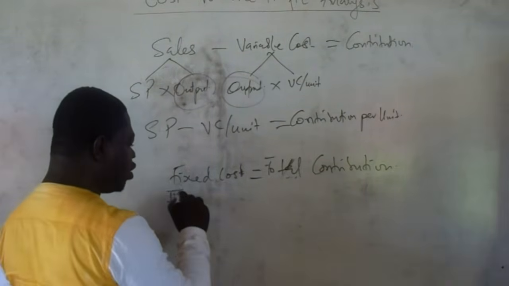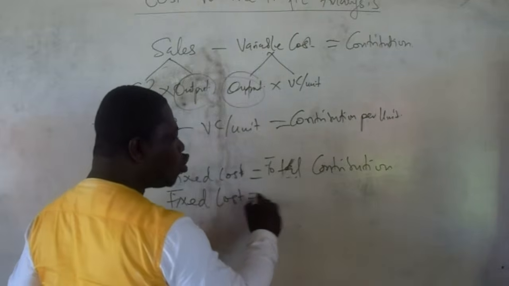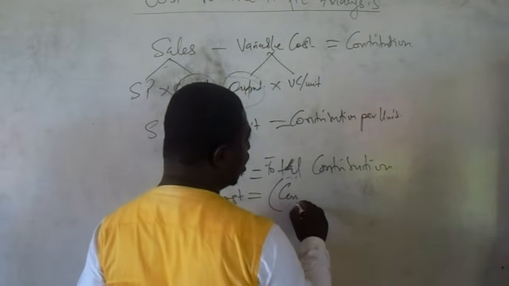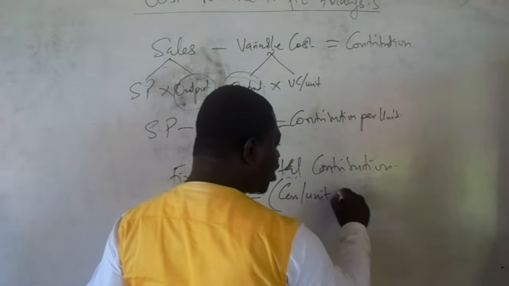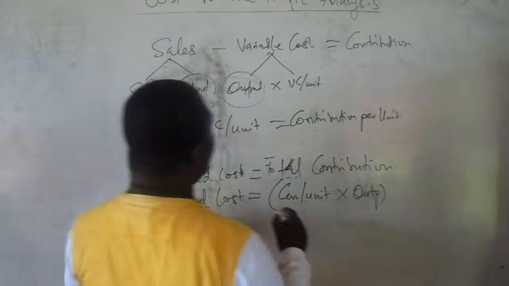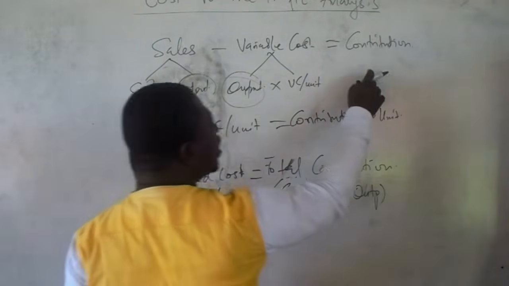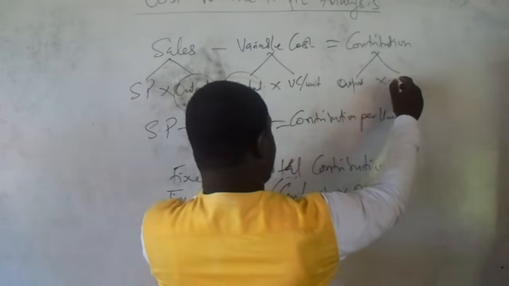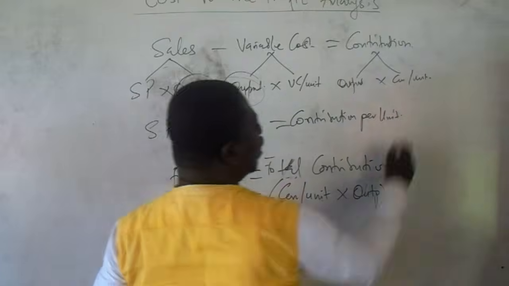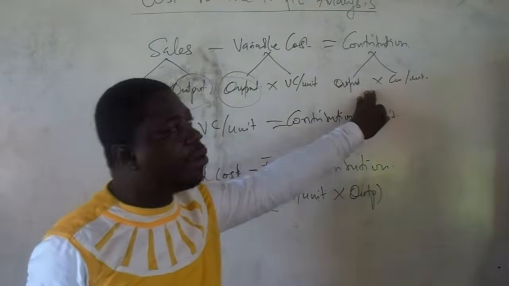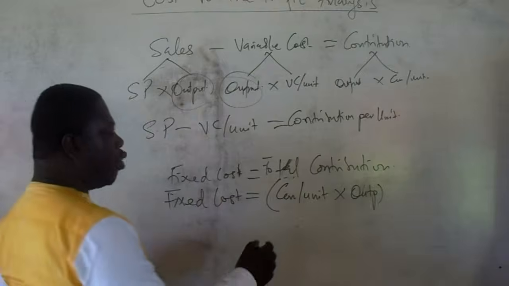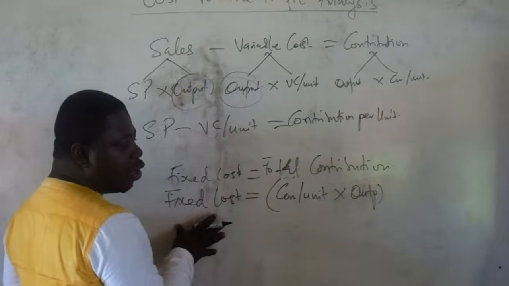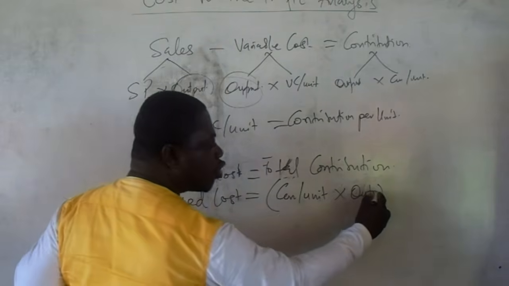So we can look at it this way, that our fixed cost should be equal to total contribution, which can also be said as your contribution per unit multiplied by the output. Over here we took out the output, so that is when we try to take out the output from each side of this equation. What we mean is that fixed cost will be equal to total contribution, and fixed cost will be equal to your contribution per unit times your output.